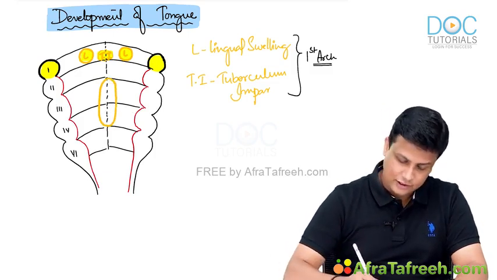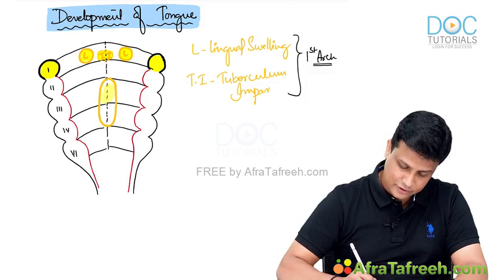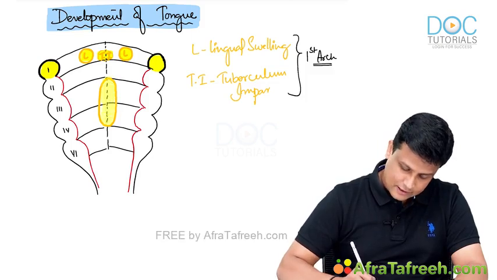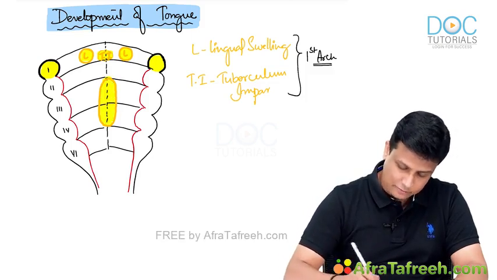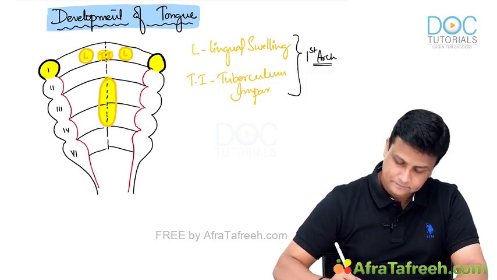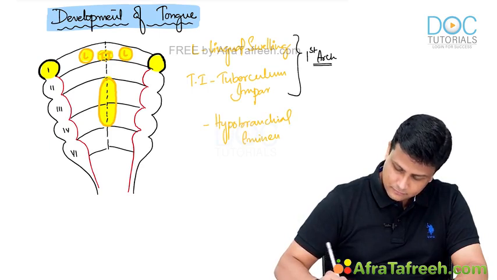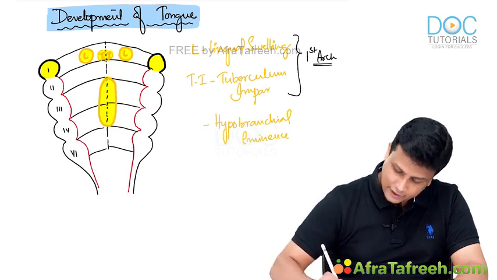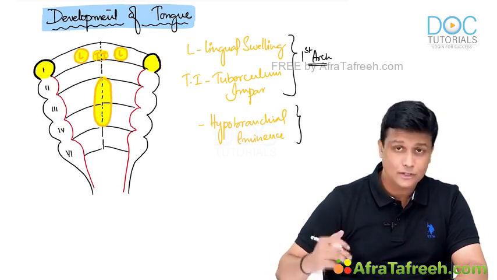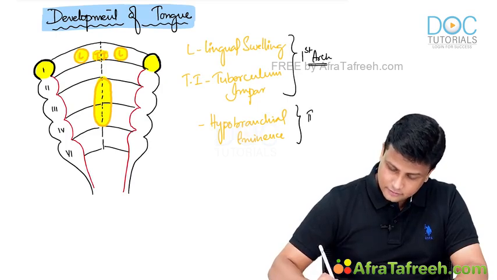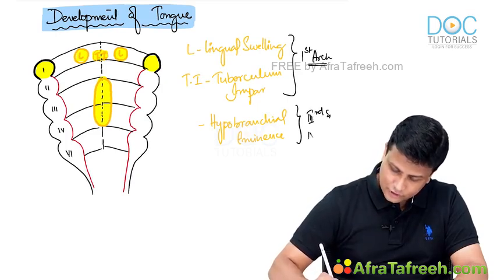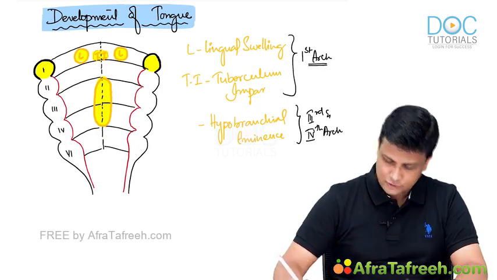In the third arch and the fourth arch, again that is also the same thing. There is also a mesodermal swelling, and this one is referred to as hypobranchial eminence. So I'm just writing here, guys, that is hypobranchial eminence. And again the same thing, the hypobranchial eminence is also a mesodermal swelling in the third and fourth arch.